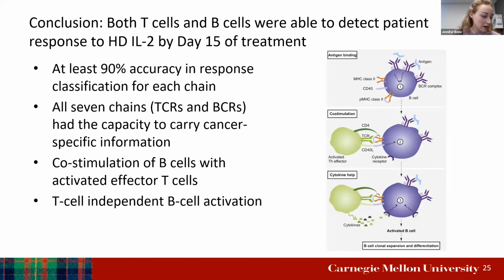So in conclusion from this first analysis, we had at least 90% accuracy in response classification for each chain. What was interesting, and kind of surprising, is that we thought maybe only the T cells would be indicative of response, so it was interesting that the B cells were also able to perform pretty well. We've been having some theories back and forth about what that really means. Is the adaptome orchestrating together? Is there co-stimulation of B cells with activated effector T cells, or is there T cell independent B cell activation? These are questions that we hope to inquire on further.